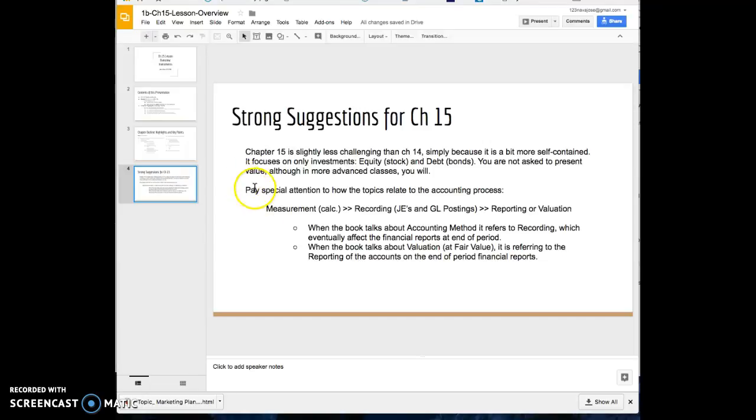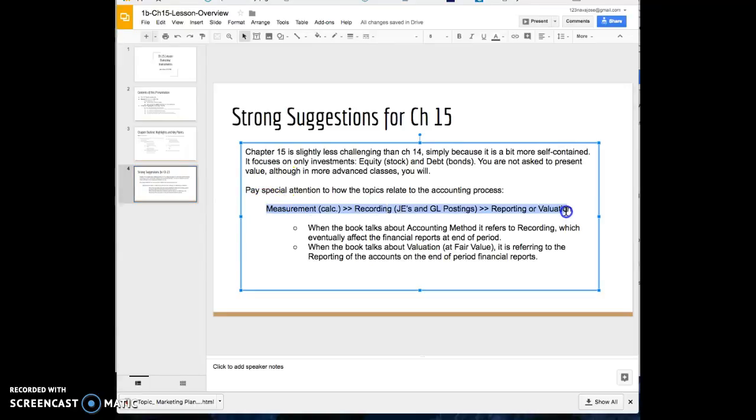The other point I wanted to make about Chapter 15 is that you have to realize there are a couple of things that you need to refer to and place in the accounting process. As you might remember, and you know this because you've been doing it the whole quarter already, you do some measurements or calculations, then you record them into the accounting system, and eventually you're going to report or value those in the financial statements. So that's what this is: measurement, recording, or reporting.